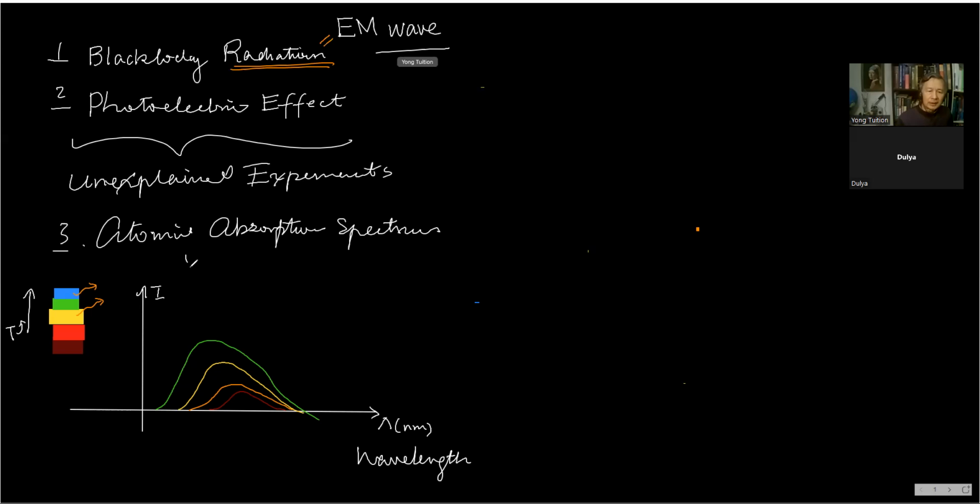Can you see? I can use the dashed line here. The theory gives you this kind of description. The theory works well when the wavelength is long. However, when the wavelength gets shorter, the theory is quite different from the experiment. Can you see? So this is called classical theory.